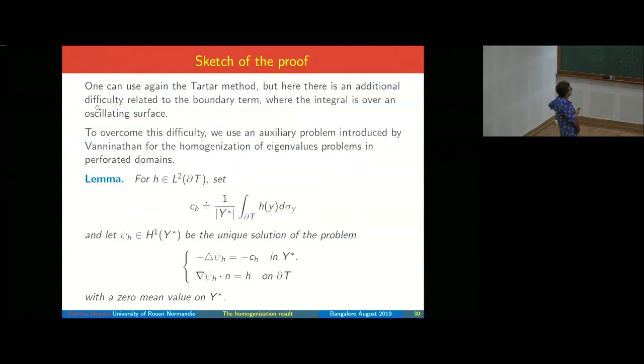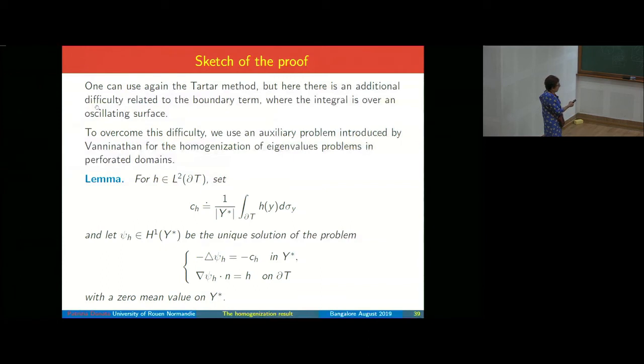Just as a short sketch of the proof, okay, one uses again the Tartar method, but we have to solve this problem about the boundary terms. So the idea is to use an auxiliary problem which was used in a completely different context, for eigenvalue problems and their homogenization, by Vanninathan, a long time ago also. I think he used this problem. I don't remember exactly. I think that he used this problem, but in a different way.